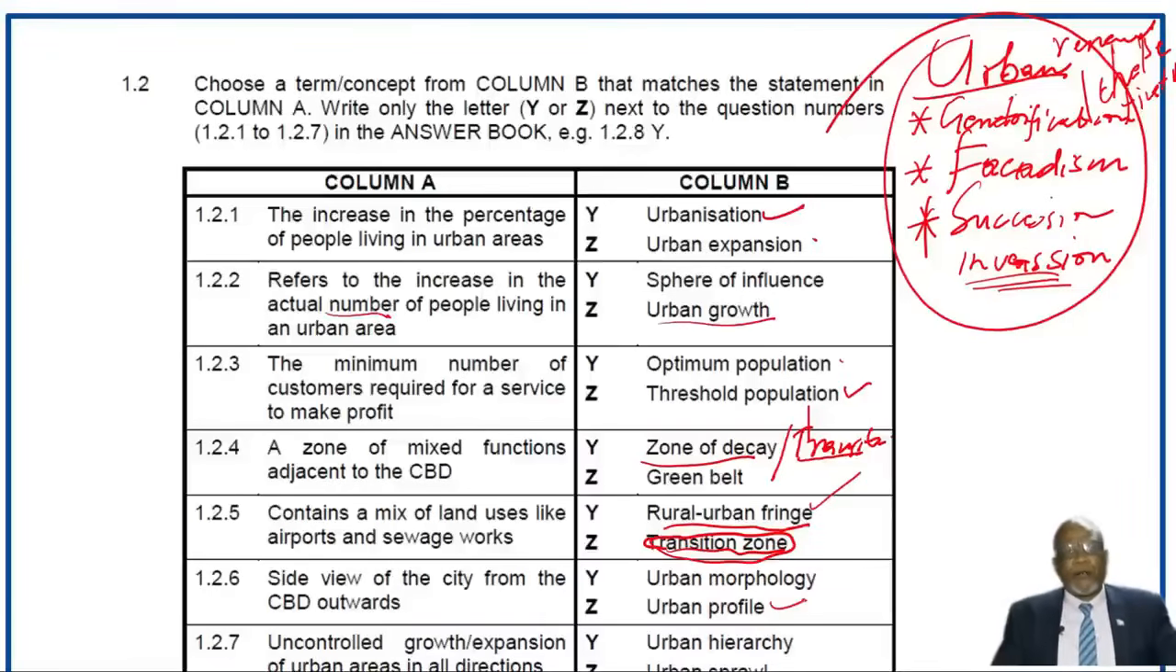So when you're looking at urban morphology, what are you going to be looking at? You'll be looking at the internal structure of the city. You'll be looking at the external structure of the city. You'll be looking at the street patterns. Is it a grid iron? Is it irregular? Is it radial? So that is when you're looking at the morphology, the internal structure of the city. Then another question is uncontrolled growth or expansion of urban areas. We know that is your urban sprawl.